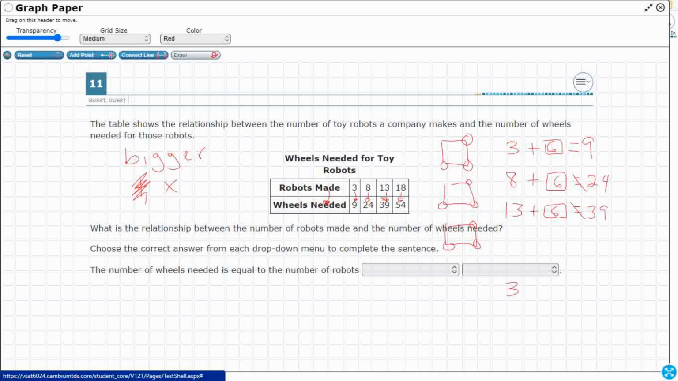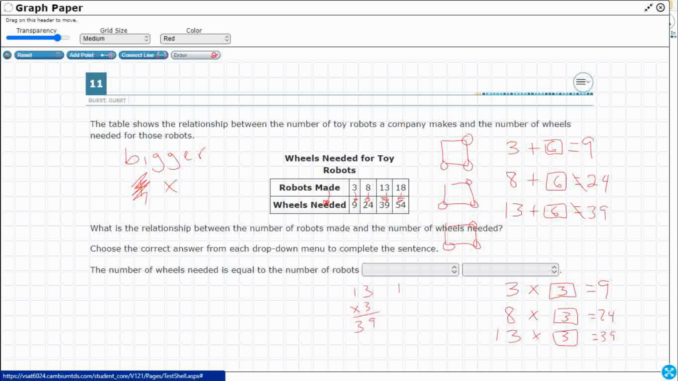3 times something is going to get me 9. And look at what I did here. How many wheels did I put on each of these robots? I put 3. All right, so 3 times 3 makes 9. Let's double check that. 8 times this 3, to see if that rule works. Yeah, it equals 24. Okay, we're good there. 13 times 3. Does that equal 39? It does.